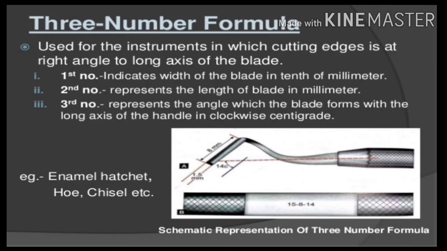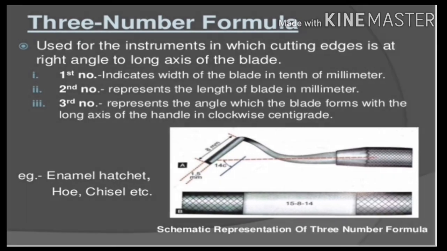You will always be asked which instruments have the 4-number formula and which have the 3-number formula. So the 3-number formula has the first number indicating the width of the blade, the second number indicating the length of the blade in millimeters, and the third number representing the blade angle in centigrades. Examples will be the enamel hatchet or chisel.